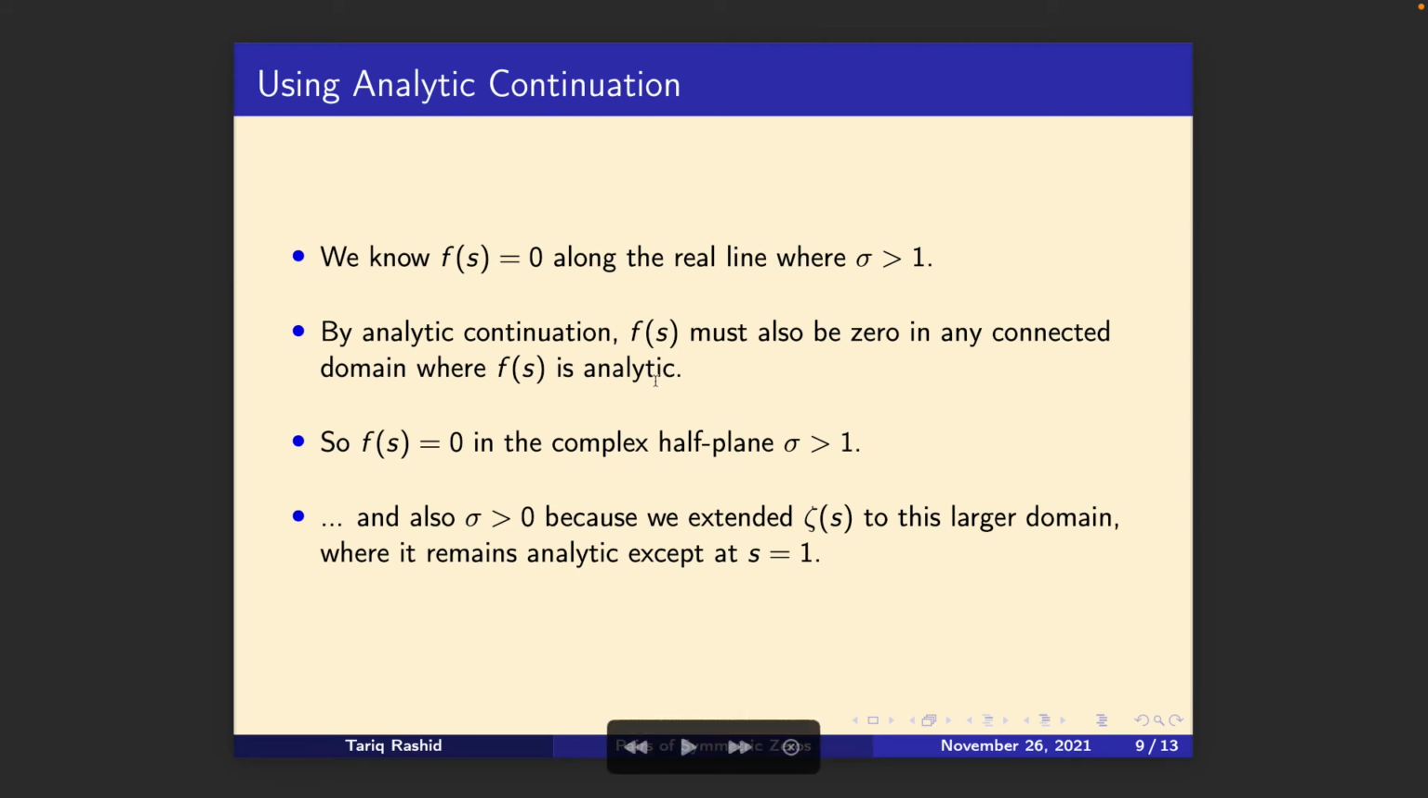So that's the domain that we are initially thinking about. We can call it domain A, and we want to expand out into domain B. So by using that analytic continuation idea, the principle of analytic continuation, if it's 0 there, it must be 0 in any domain where f is analytic and is connected to that domain A.